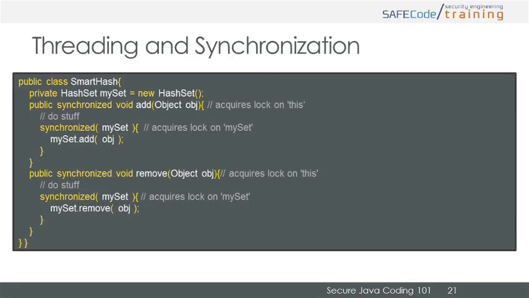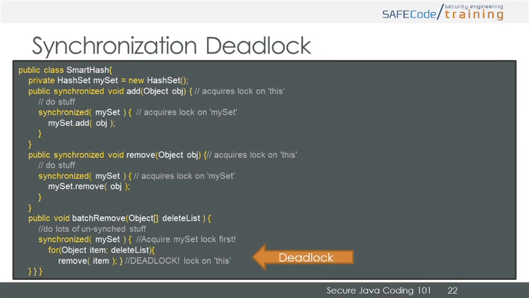Consider the code here. It intends to provide a thread-safe implementation of a hash set. In this piece of code, two locks are required. One lock is on the smart hash itself, and the other is on the mySet object. This code works well if the lock on the smart hash object is always acquired before the lock on the underlying hash set. However, consider this situation.